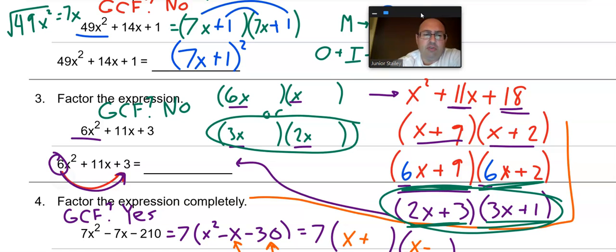Practice this. Multiply the first times the last. Factor it like normal. Plug the coefficient back in front of both x's. Look for GCFs and get rid of them. Works every time. Very nice and smooth.